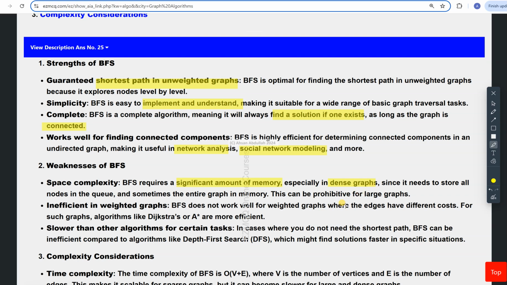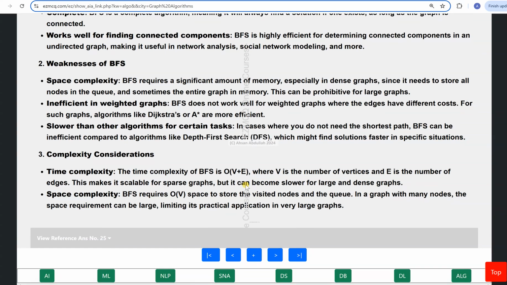Okay, and it can be prohibitive for large graphs, again, because there are too many vertices. It does not work for weighted graphs, which we come across with A star in AI and the Dijkstra algorithm. Dijkstra's algorithm can find single source shortest path optimally, but it is slower than depth first search. Okay, slow. I'll show you, and then you will understand how it's slower than depth first search.